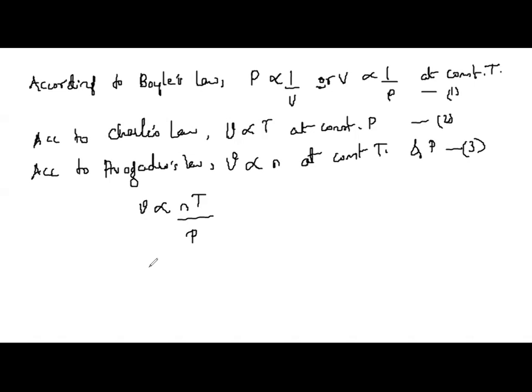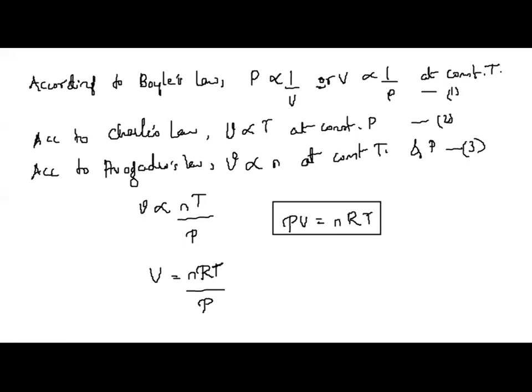Remove the proportionality sign. I can write volume is equal to n, where the proportionality constant is R, times T upon P. Take this P to the left hand side. We will get PV = nRT. This equation is called the ideal gas equation.